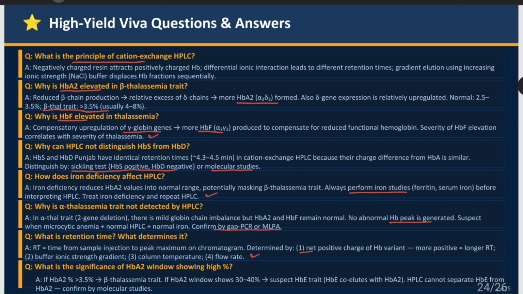What is the significance of HbA2 window showing high percentage? If HbA2 is more than 3.5%, then it shows that beta thalassemia trait can be present. If HbA2 window shows 30 to 40%, then we should suspect HbE trait because HbE co-elutes with HbA2. HPLC cannot separate HbE from HbA2, hence we should confirm it by molecular studies.